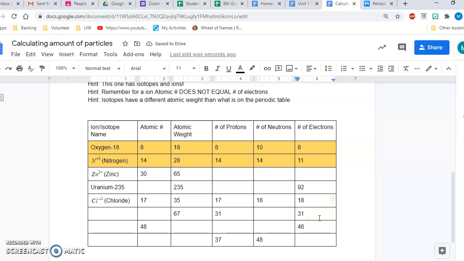So I hope that was enough examples, and maybe also introduce you to these tables that I will be using a lot to just have you fill out different elements and number of protons, neutrons, and electrons.